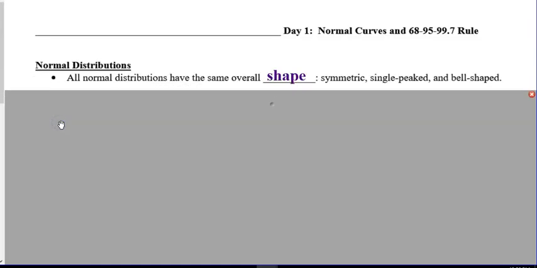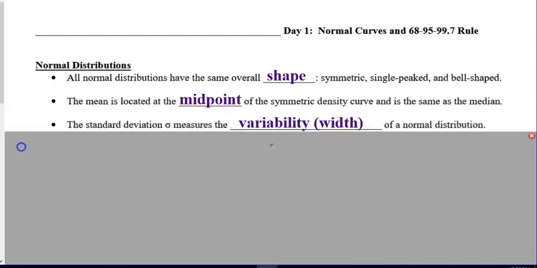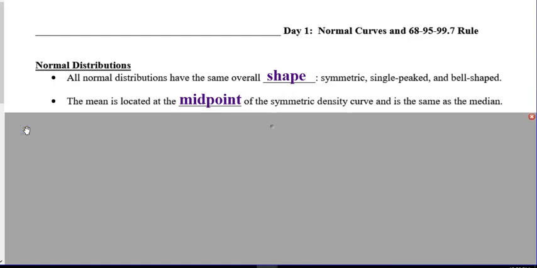So, normal distributions. All normal distributions have the same overall shape. It's symmetric, single peak and bell-shaped. It's also known as a bell-shaped curve. The mean is located at the midpoint of the symmetric density curve and is the same as the median. If it's perfectly symmetrical, the median and the midpoint are the same, along with the mean.